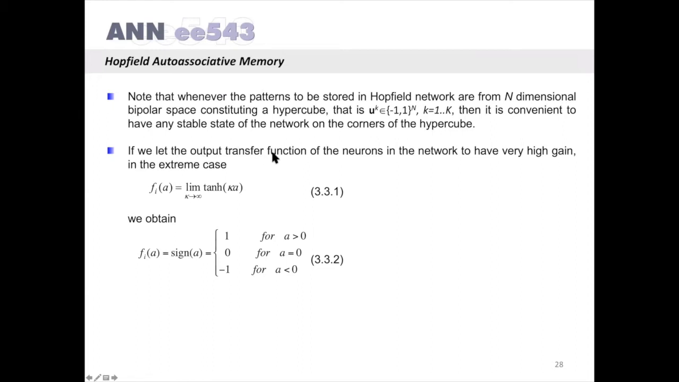If we let the output transfer function of the neurons in the network have very high gain, in the extreme case, when k goes to infinity, the limit of tanh(ka) is equal to phi(a), and here phi(a) in the limit case is equal to sign(a), which is 1 for a greater than 0, 0 for a equal to 0, and -1 for a less than 0.